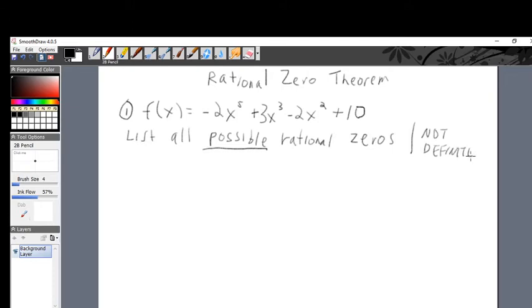But again, let me repeat. It's a method for finding all the possible ones. So if we narrow it down to, let's say, 6 or 5, we've narrowed it down to those being the possible rational zeros. There won't be any that's not on the list. It's not definitely zeros. It is possible zeros. Okay? It's a little strange, but that's what it does. It narrows it down, but you don't know for sure.